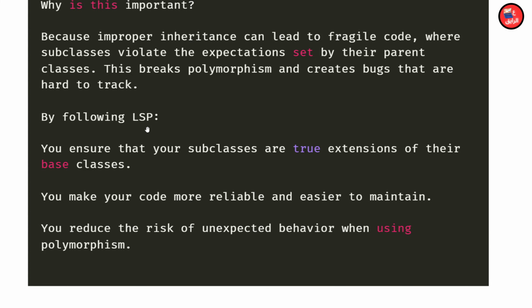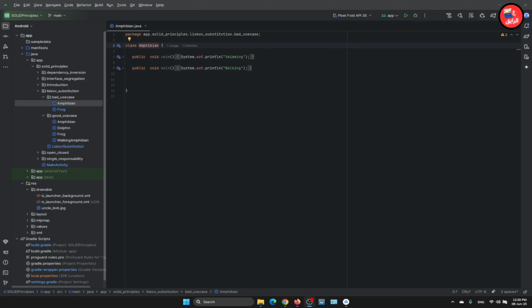When we follow the Liskov Substitution Principle, we take advantage of the following. First, you ensure that your subclasses are true extensions of their base classes. Number 2, you make your code more reliable and easier to maintain. Number 3, you reduce the risk of unexpected behavior when using polymorphism. Let's deep dive into LSP with use cases.